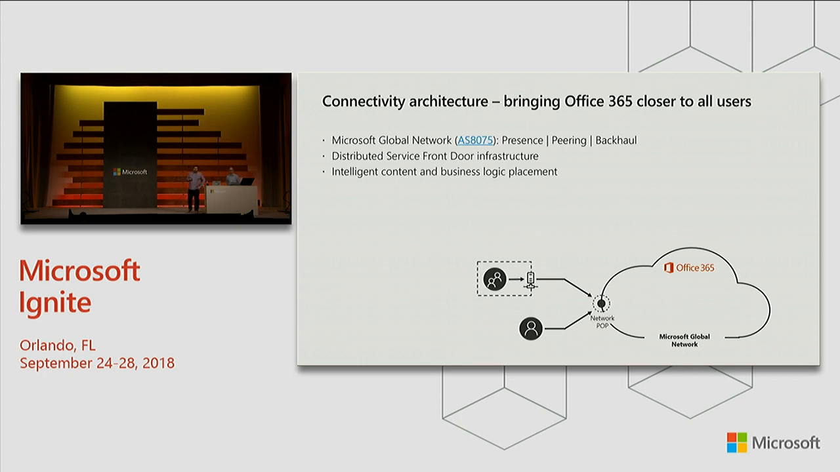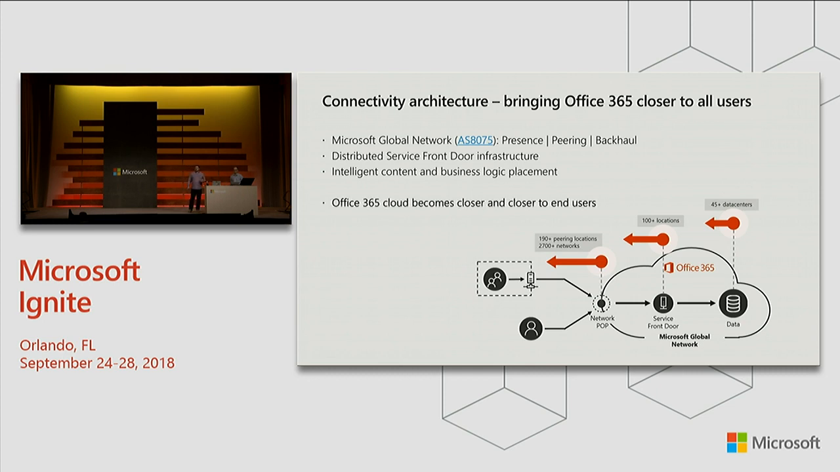So we have those network POPs I described, service front doors, which Jeff will talk through a little later, and your data. So we have 45 plus data centers and growing, but we currently have 100 plus service front door locations closer to your users than the data centers. And we have 190 plus peering locations to 2,700 plus networks, even closer to your users. And over time, you can expect those things to come closer and closer to your users, and the better and better the performance will be if you have local egress.